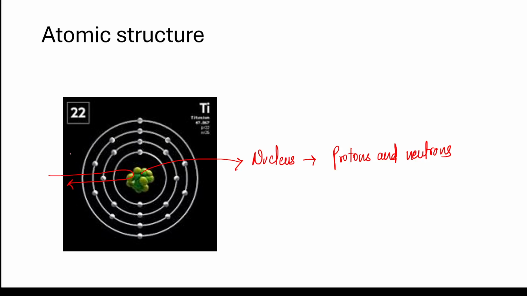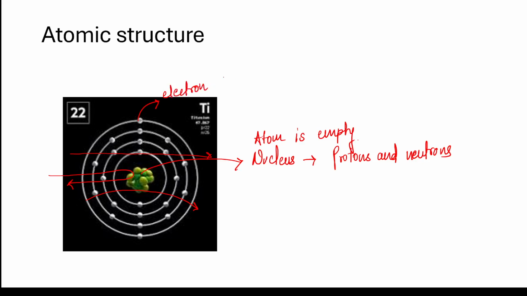Then most of them went straight through. That shows that the atom is empty. You can see that most of the atom is empty, and very few were deflected by a small angle. That shows that the nucleus is positive. And why is the nucleus positive? Because it has protons inside it. Now the nucleus has protons and neutrons. The atom is empty. The electrons are in the outer shells.